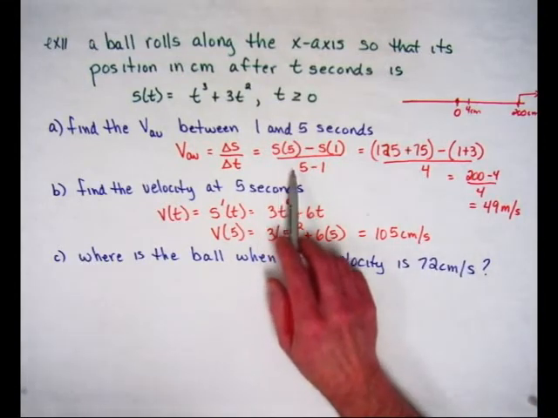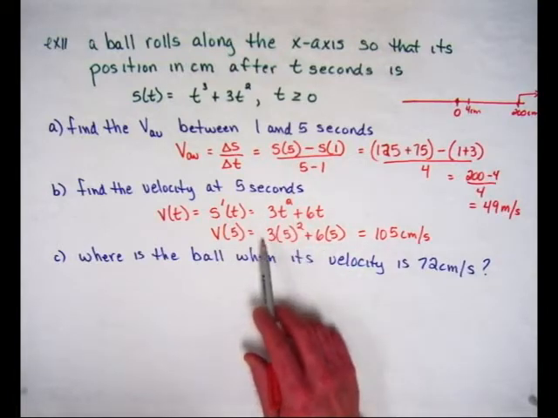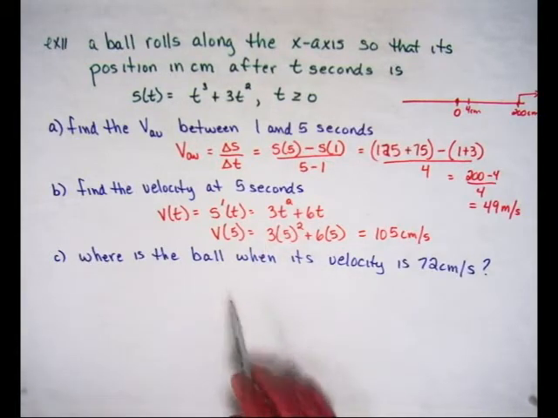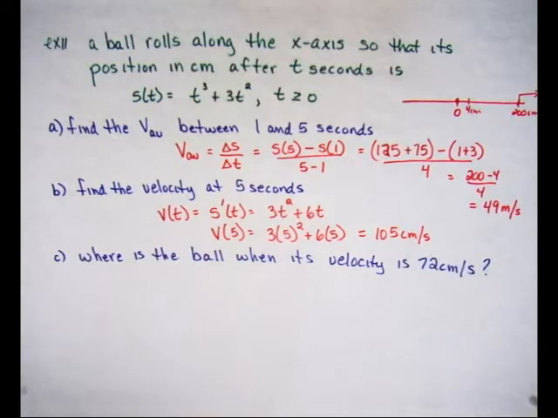So average being a secant slope, or average rate of change, and instantaneous velocity being the tangent slope, or the derivative, or the instantaneous rate of change. The last question is a little more thought-provoking. The question says, where is the ball when its velocity is 72 centimeters?